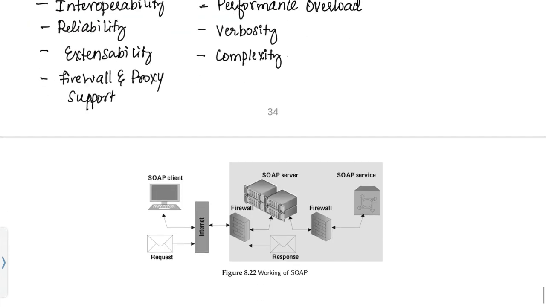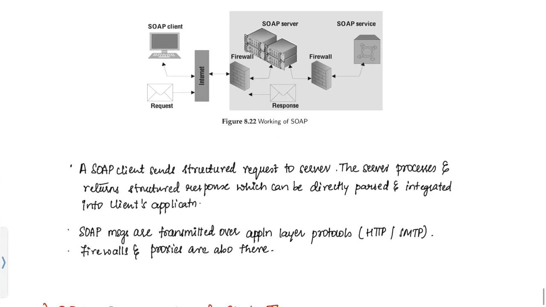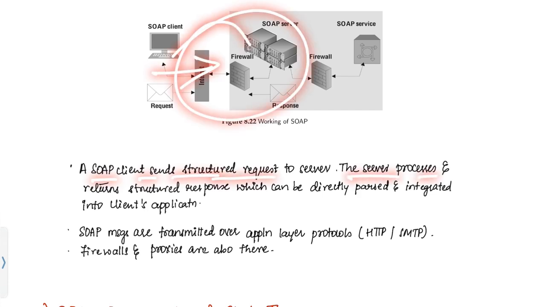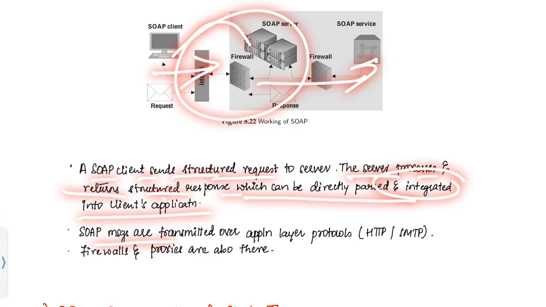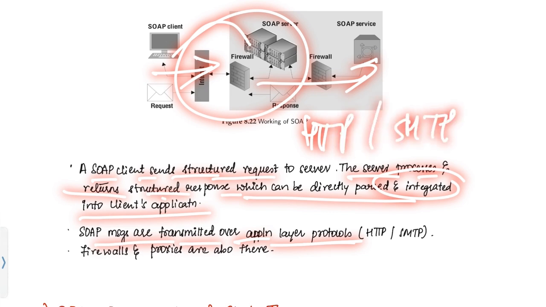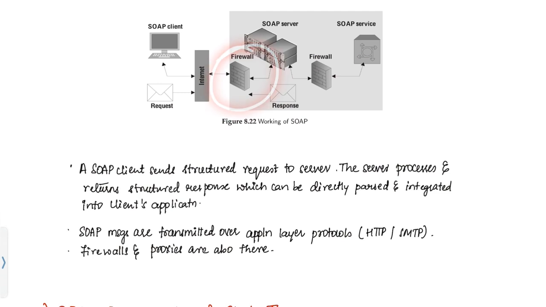Moving on further, here we have the working of SOAP. A SOAP client will first send a structured request to the server. The server will process it and return a structured response, which can directly be parsed and integrated into the client's application. SOAP messages are transferred over application layer protocols. Here we make use of HTTP and SMTP protocols, and along with that there is a firewall present here, and proxies are also present to make sure that there is reliable and safe communication happening.